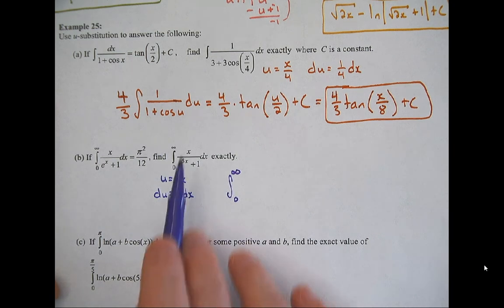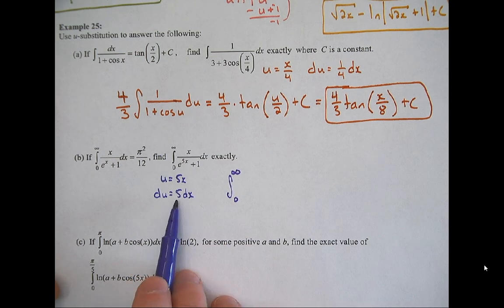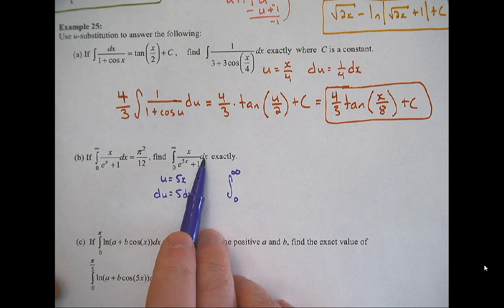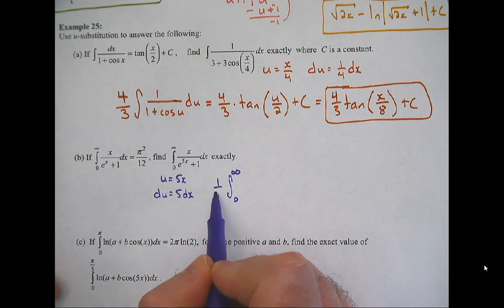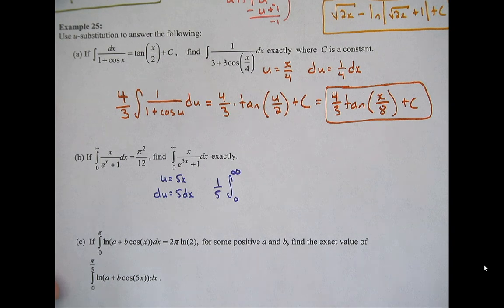I always try to start by making my du first. So I need a 5 and a dx. I don't have a dx, so if I want to make a 5, I have to correct that 5. So there's my 1/5. I need to do something about this x. I'm going to want all this stuff to be in terms of u's.